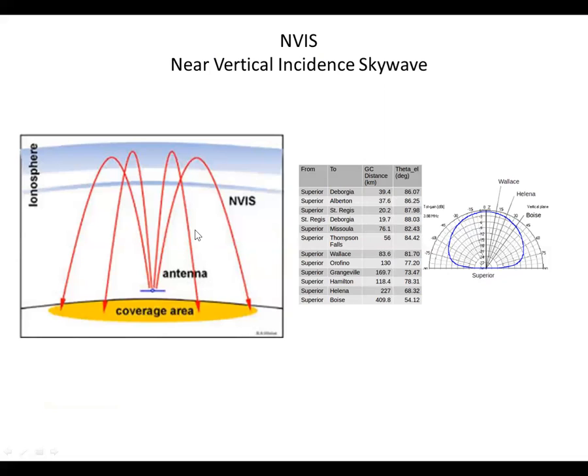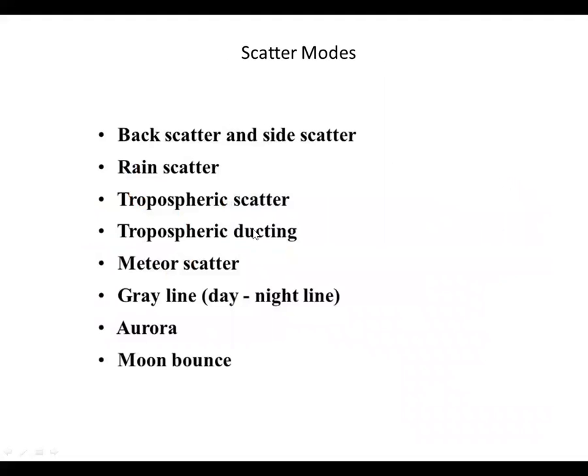Now, if that one station in New Kensington had been operating on NVIS, we'd have been able to work them because the skip wouldn't have been there, and we'd have been able to establish a contact with them. And there are a lot of scatter modes. You probably read about these in the manual. Rain scatter, tropospheric scatter, meteor scatter, moon bounce.